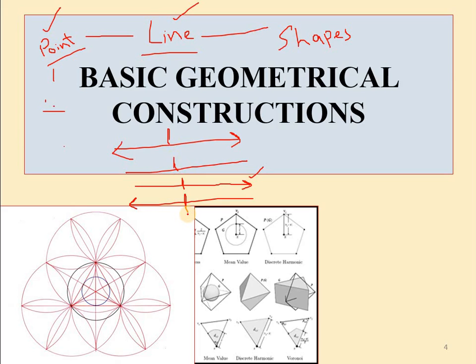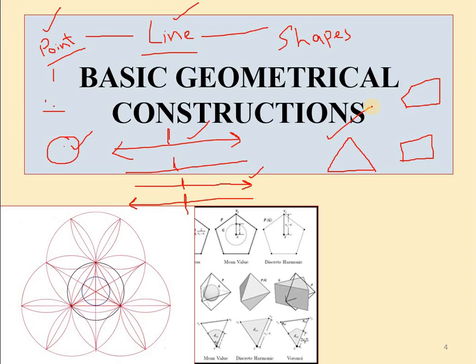Now when 2 or 3 lines are combined, we can get different shapes of geometry. For example, if we combine 3 lines, what will we get? We will get a triangle. If we combine 4 lines, we will get quadrilaterals. And when we combine more than 4 or 5 lines, we will get different shapes of polygons. So the basic element of the drawing is the point, then we have the line, then the combination of different lines makes the different shapes of geometry.